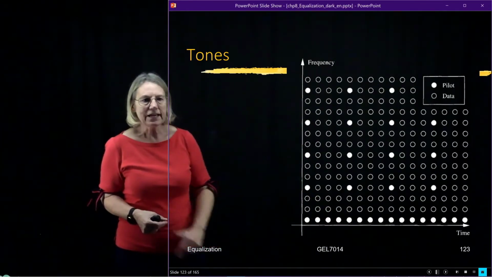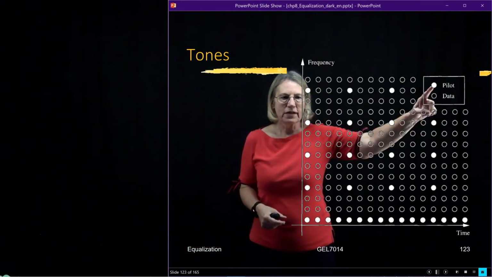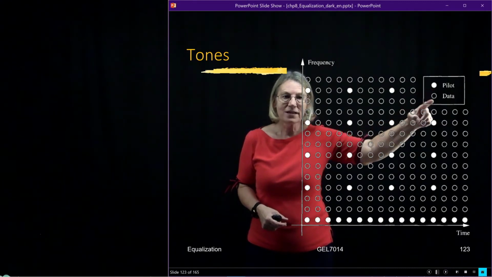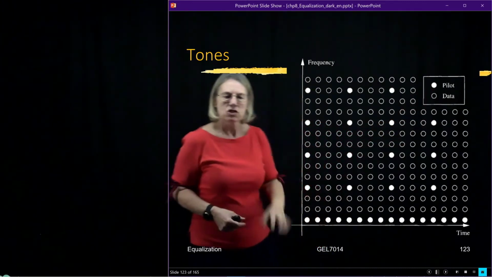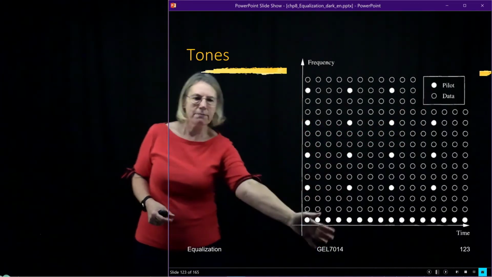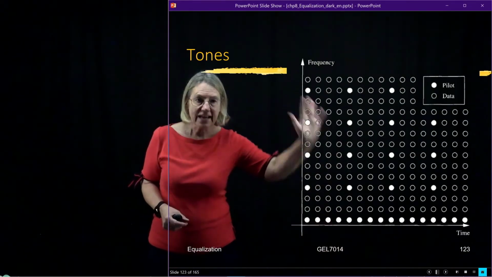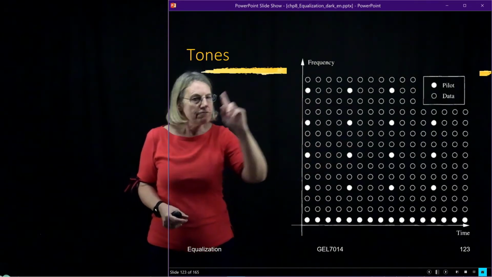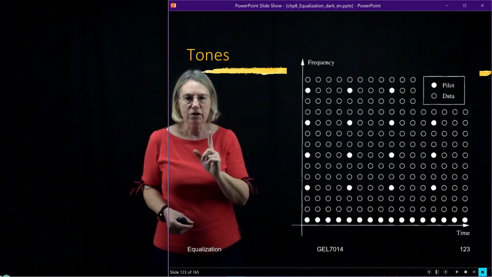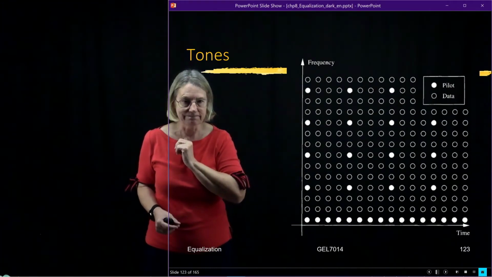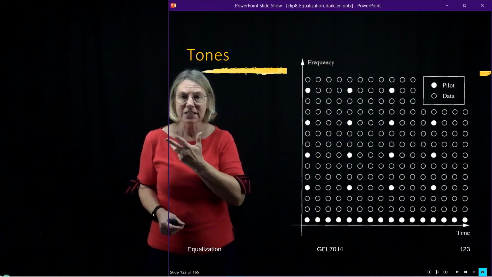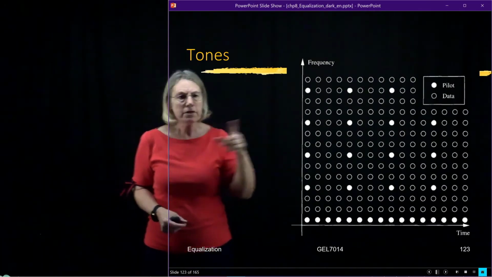What I see here, you see the code here: when it's white, it's a pilot. When it's empty, it's data. So most of the squares in this time-frequency domain plot are dedicated to data. But there are a few of them which I reserve for doing channel estimation, and this is a bit more explicit channel estimation. So I'm going to send a pilot.